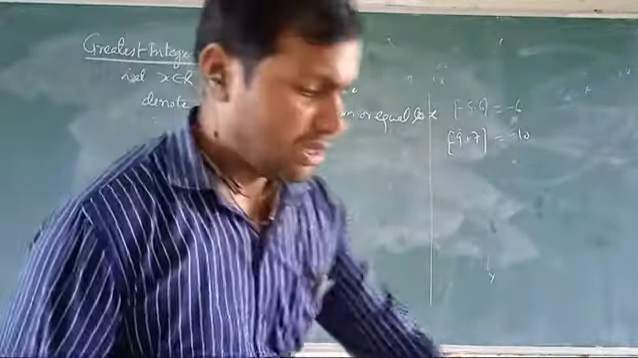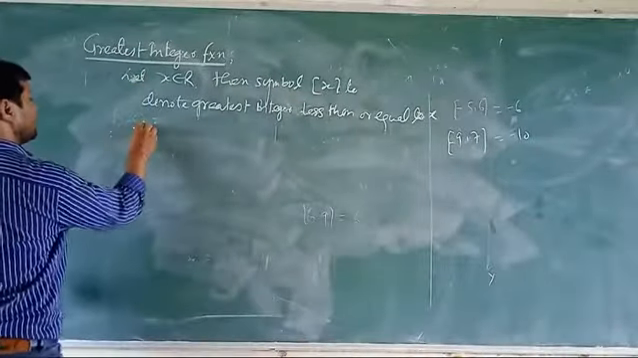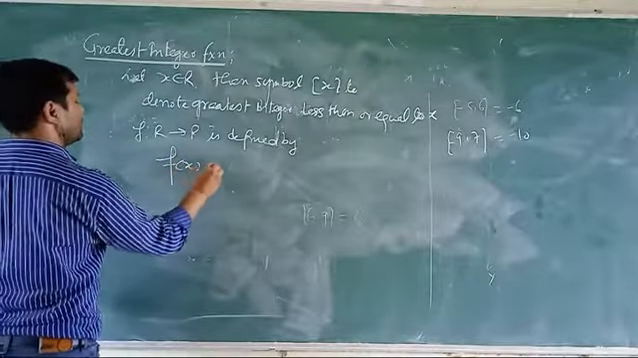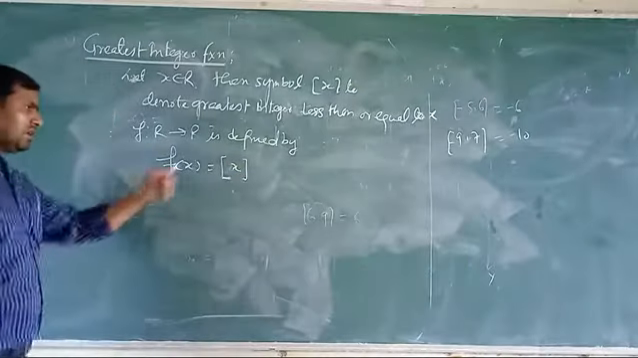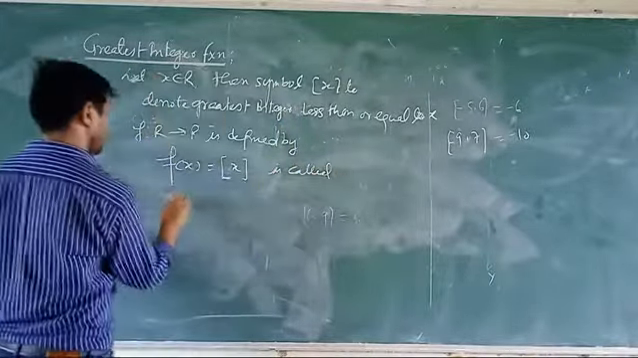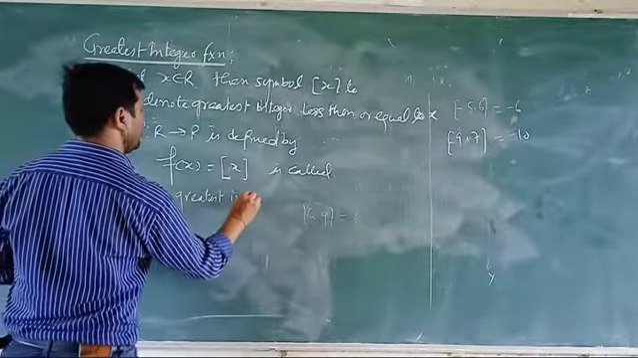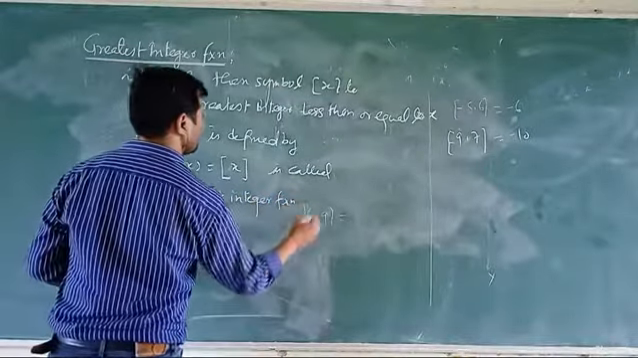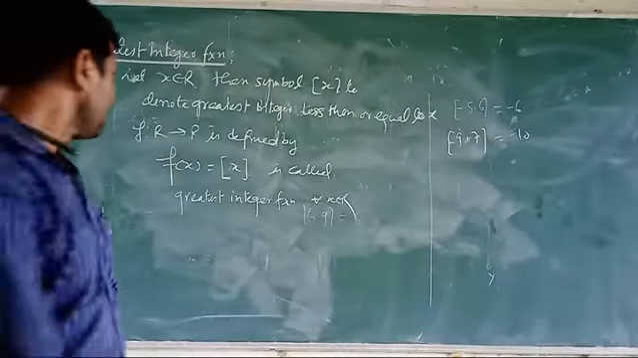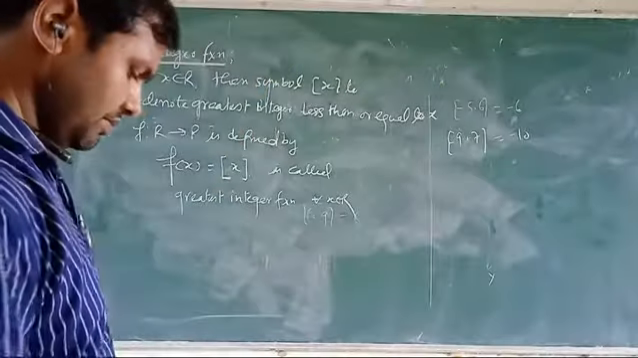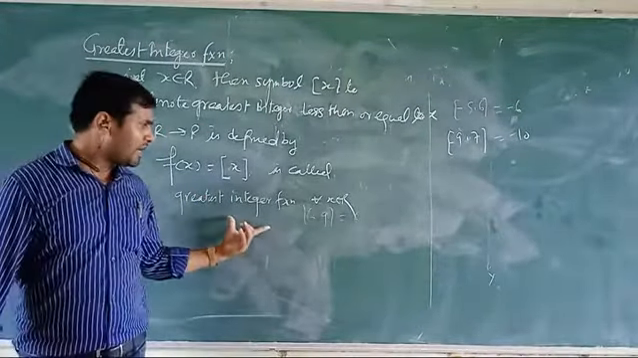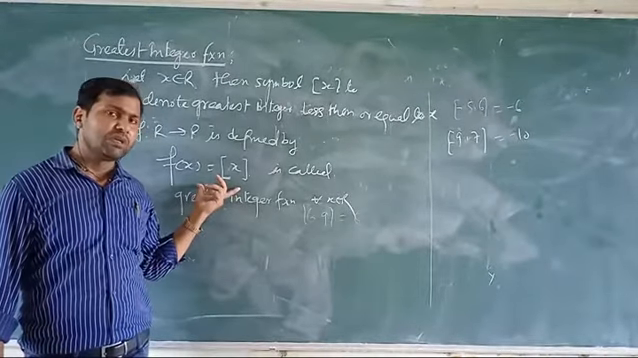Therefore, f from R to R is defined by f of x equal to this symbol applied to x, and it is called the greatest integer function. The graph of this function I will tell you in the next lecture.